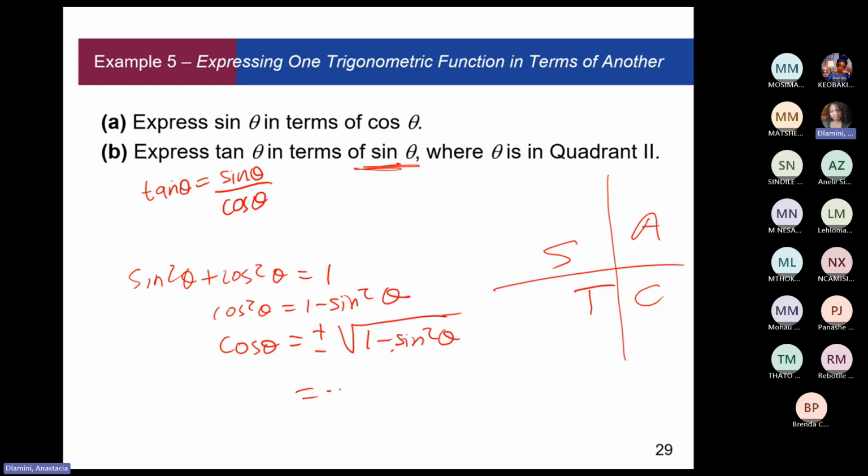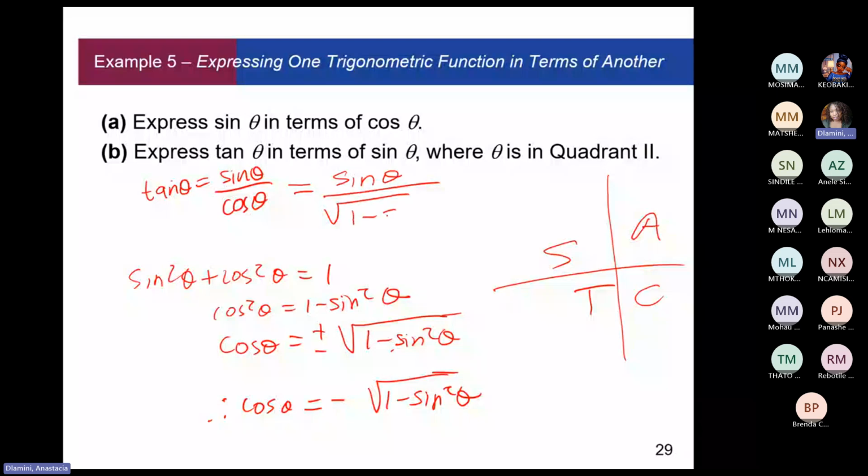Therefore cos of theta will be equal to negative square root of 1 minus sine squared theta. So then tan theta will be equal to sine of theta over negative square root of 1 minus sine squared theta. Negative, sorry. Are we all together there? Yes, ma'am.